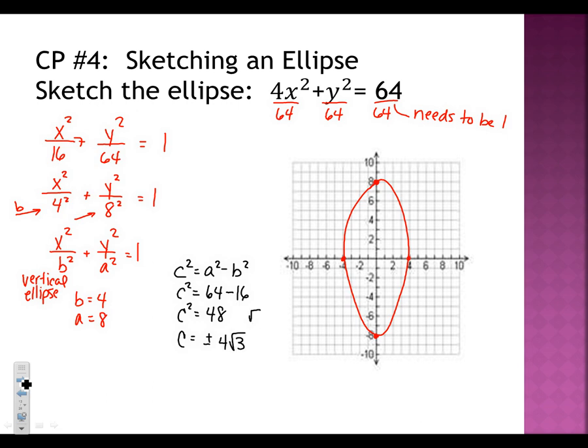Okay, I broke 48 into root 16 and root 3. So the 4 came from the root 16 part, and then you can't do anything with root 3. So 4 root 3 is a little bit more than 4. 4 root 3, oh gosh, I don't know if that's over 5 or not, but let's just pretend that it's right about in here near the 5. So those would be your focus points if you needed to have them.